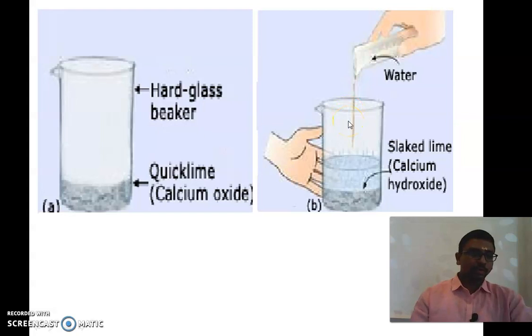So what type of reaction is it? It is an exothermic reaction. The exothermic reaction means what? The heat energy is evolved. The heat energy is liberated. The heat energy is generated. That is known as an exothermic reaction.